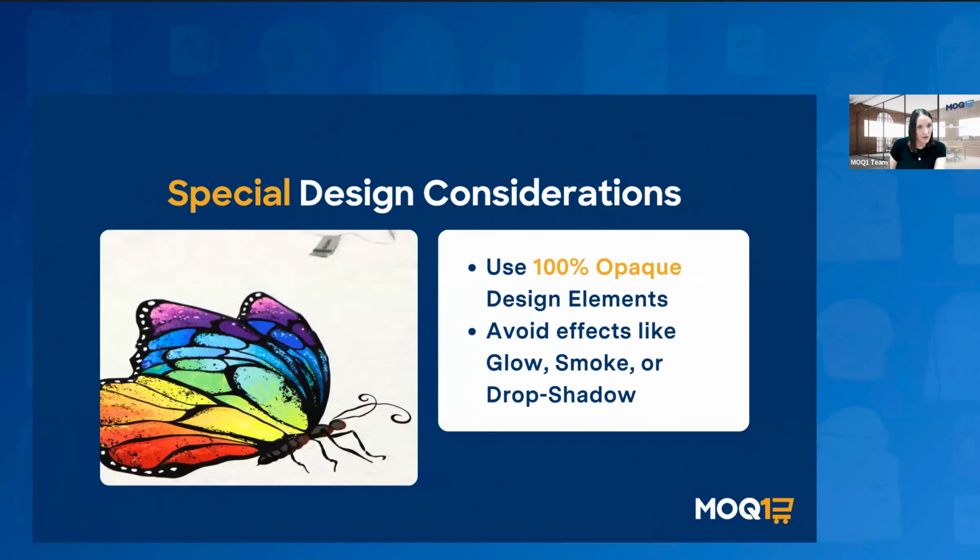Another special design consideration is to make sure you're using 100% opaque design elements. That means avoiding things like drop shadows, glows, and smoke effects. Some of you may be thinking, I'll just make my design a little translucent, right? Reduce some of the opacity. It'll reduce the amount of ink you put down, but it doesn't quite work that way.